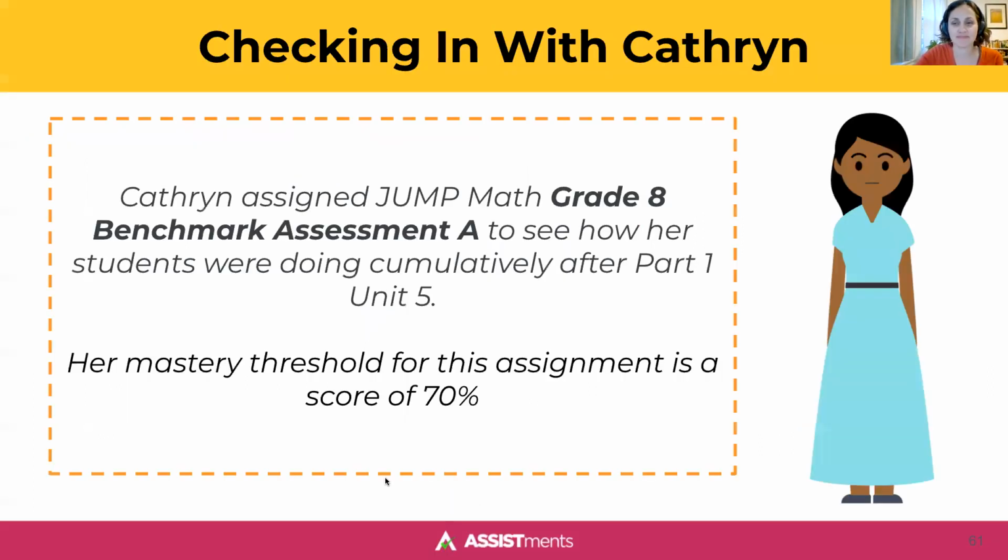All right, and scenario 3. Scenario 3 is Cathryn assigned the Jump Math grade 8 benchmark, assessment A. Again, we have benchmark prep questions in grades 6 through 8, and then we have the benchmarks in grades 3 through 8. She wants to see how her students were doing cumulatively after part 1, unit 5. Her mastery threshold for the assignment is a score of 70%.